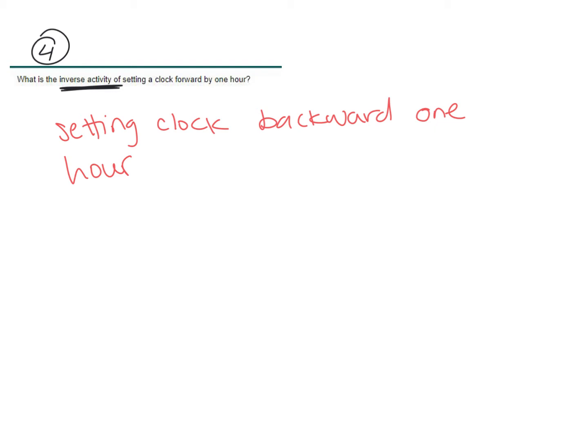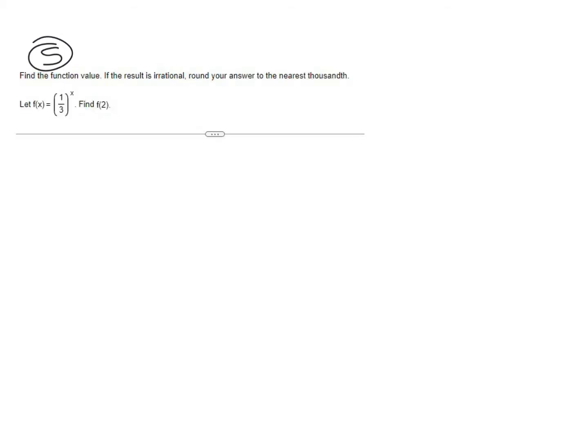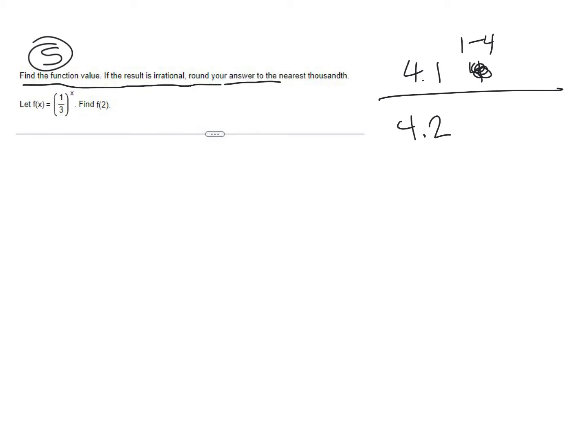All right, let's try number 5, which says find the function value. Just a heads up that all of those first 4 questions were on 4.1. So 1 through 4 was section 4.1, and now we're moving on to 4.2, which is exponential function introduction. It says find the function value. If the result is irrational, round your answer to the nearest thousandth. That would be 3 decimal places if it is irrational.